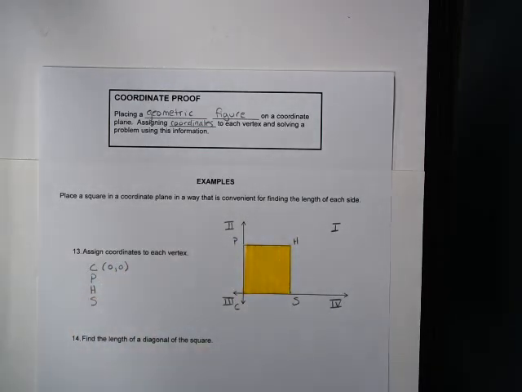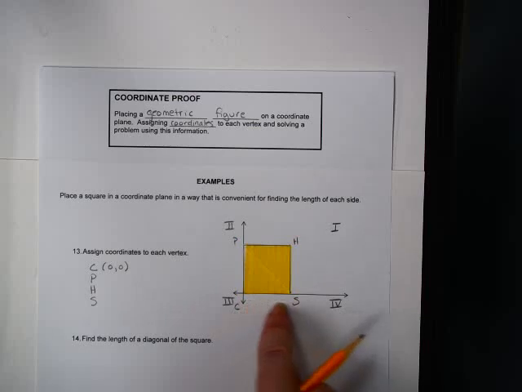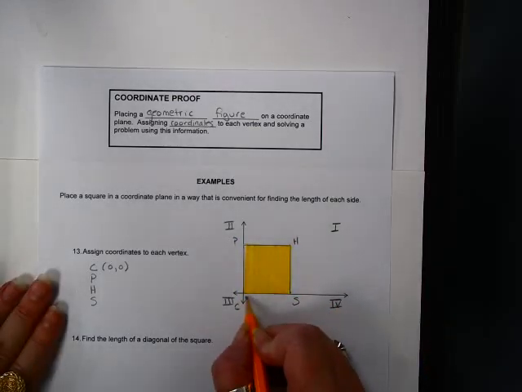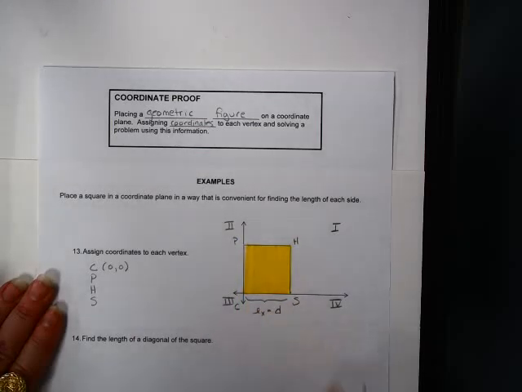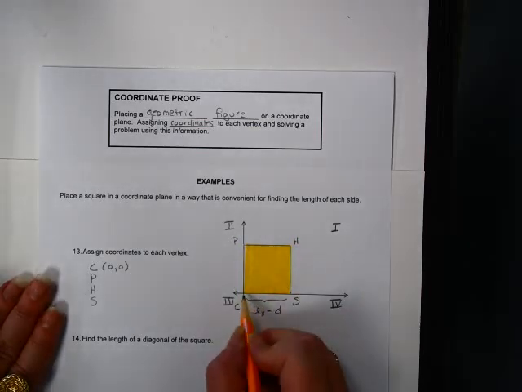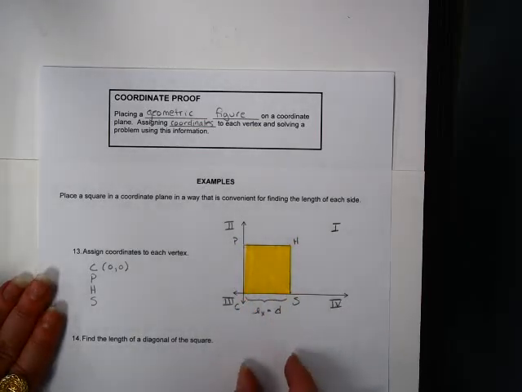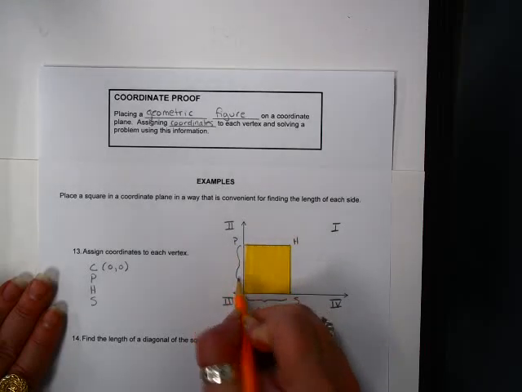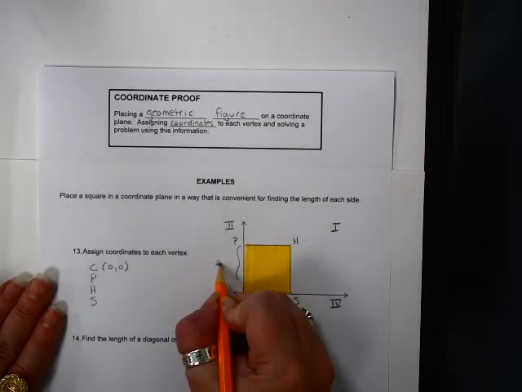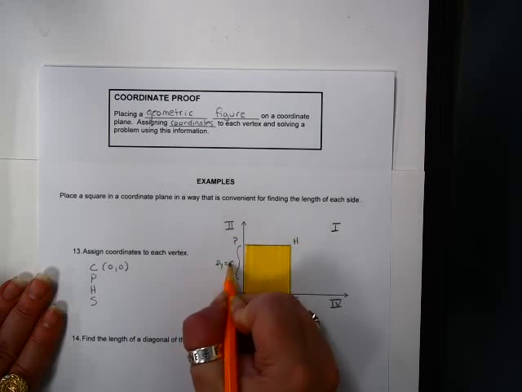That one's easy. But I don't know the distance between here because there aren't any hash marks to count. All I know is that this right here, the length of X, is equal to D. So from here to here, it's D units long. And then since this is a square, I know that this length here, length Y, is also going to be D.